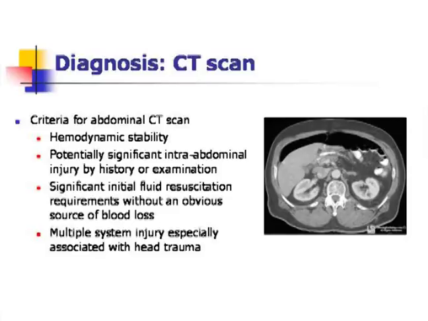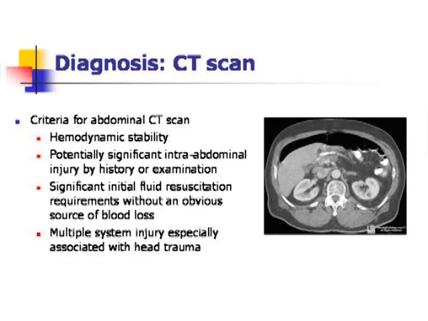So here are the accepted criteria, or what I think are the criteria, for an abdominal CT in a child, and these probably are very similar to what you do in an adult. First of all, hemodynamic stability, which means you have to be able to safely get the patient to the CT scanner without them arresting, okay? Anybody who's not hemodynamically stable needs to be in the operating room. There needs to be a potentially significant intra-abdominal injury by history or examination. In other words, what you want to do is selectively use CT, not CT everybody.